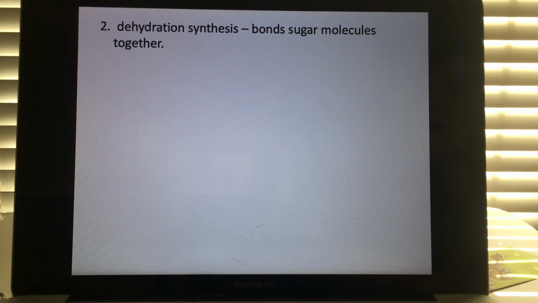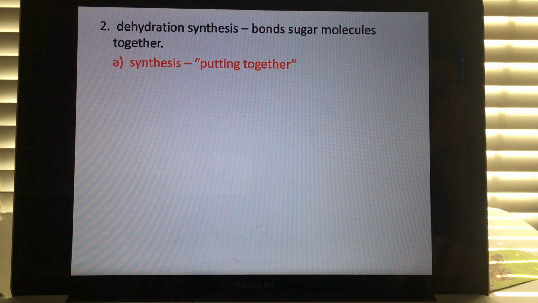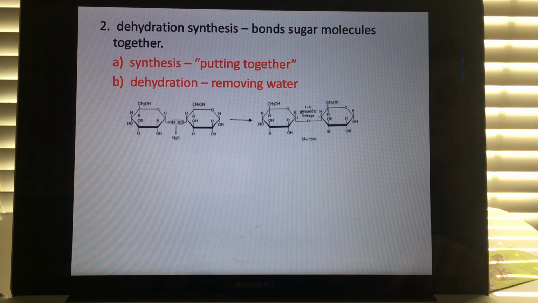So how do we end up with complex carbohydrates? Well, dehydration synthesis is how that happens. Dehydration synthesis bonds sugar molecules together. Synthesis means to put together, and dehydration means removing water.